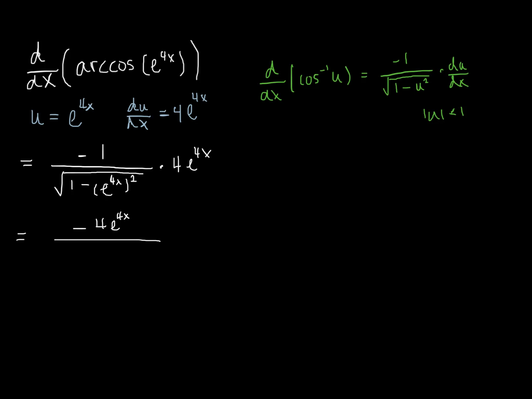And in the denominator, I have the square root of 1 minus, and when I square something, I'm multiplying by itself twice. So I'll have e to the 4x times e to the 4x. It means I add the exponents, so I'll have e to the 4x plus 4x, or 8x.